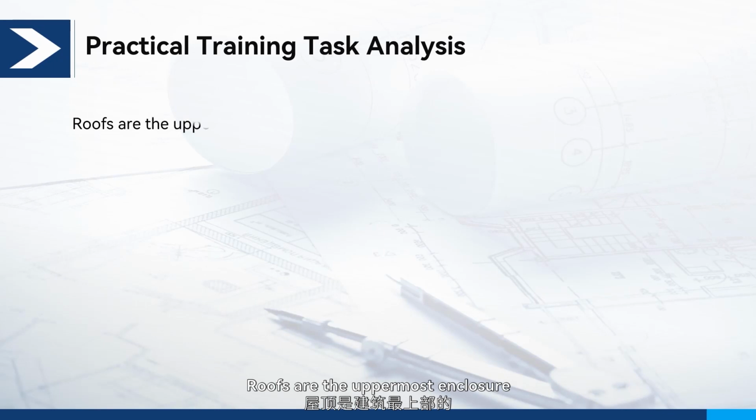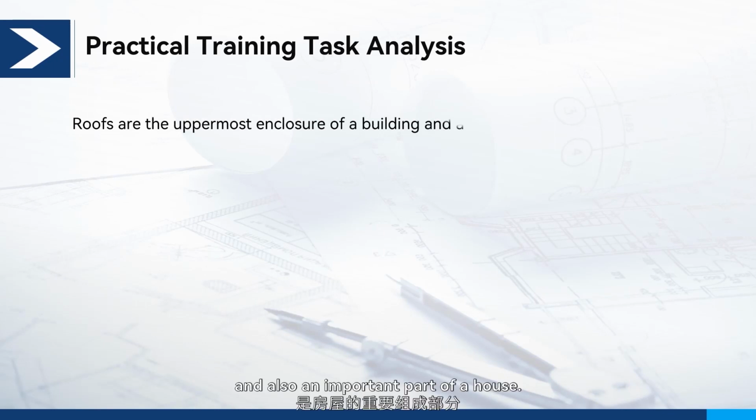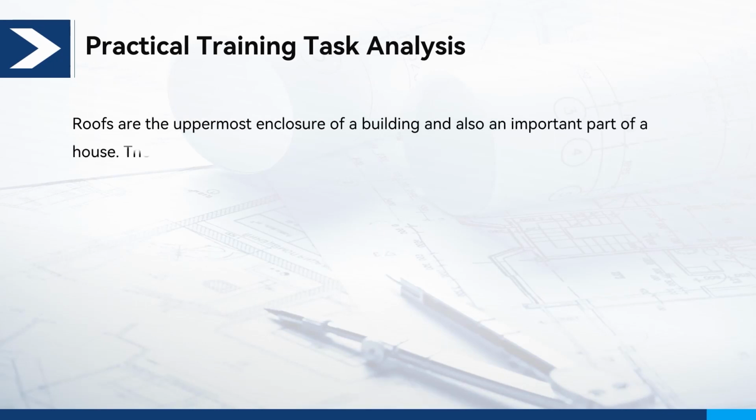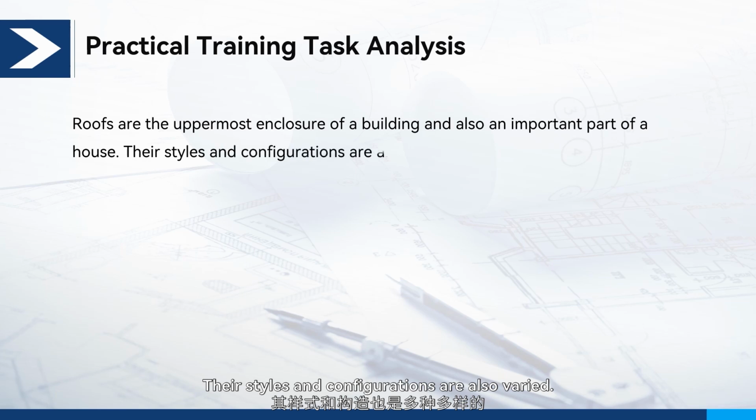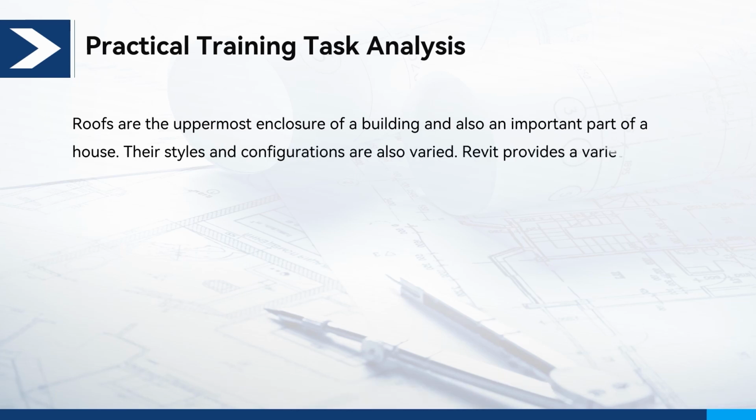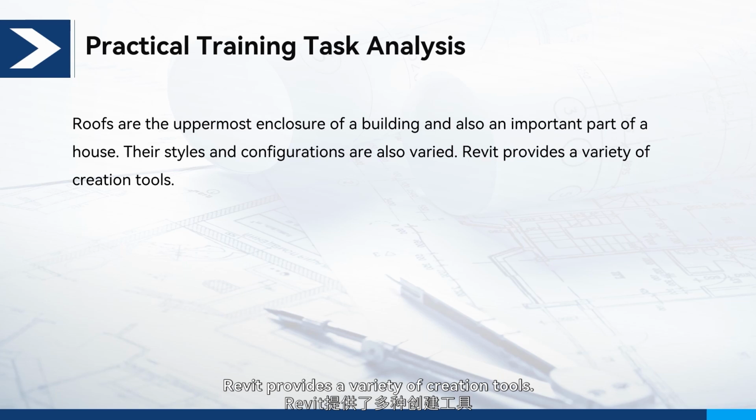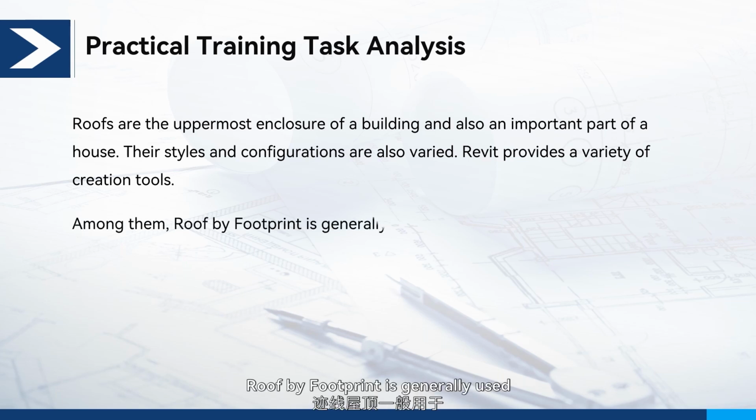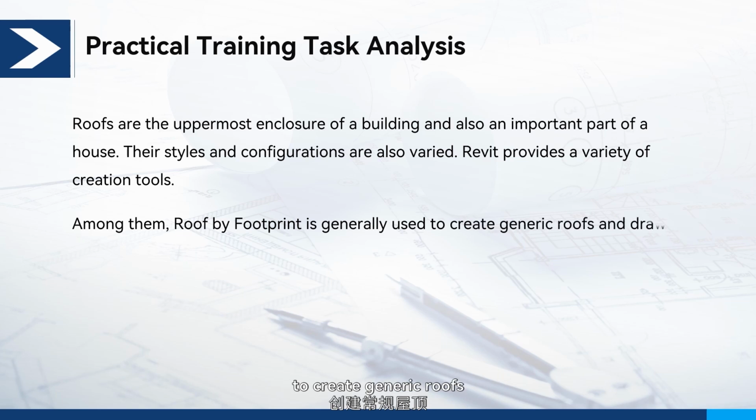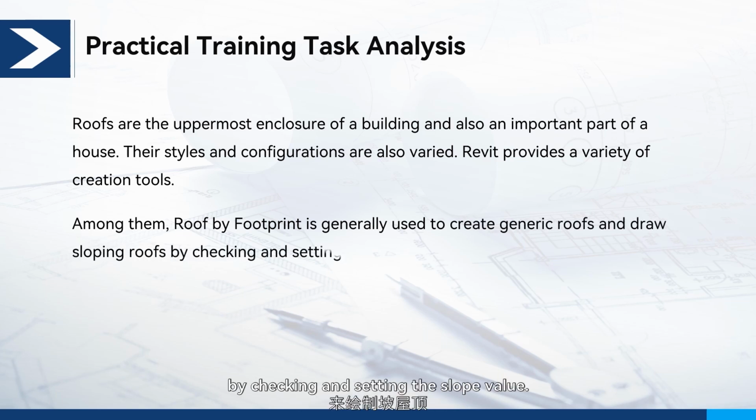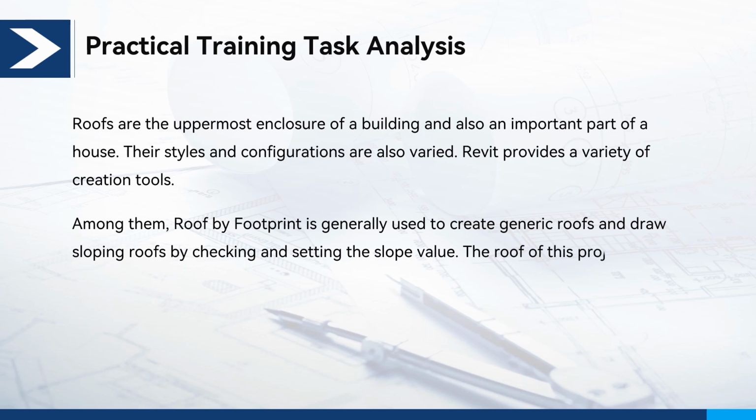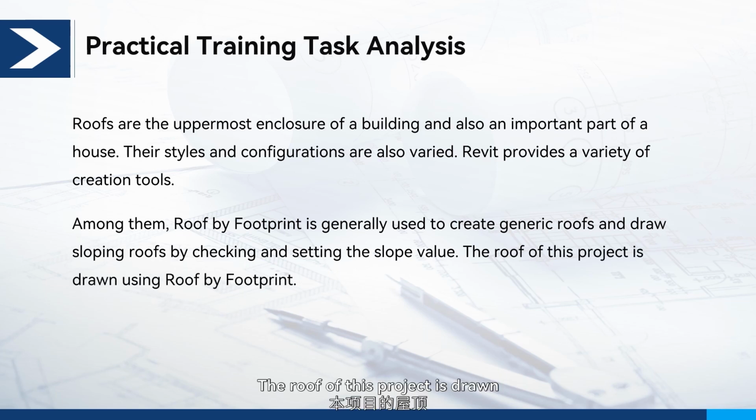Roofs are the uppermost enclosure of a building and also an important part of a house. Their styles and configurations are also varied. Revit provides a variety of creation tools. Among them, Roof by Footprint is generally used to create generic roofs and draw sloping roofs by checking and setting the slope value. The roof of this project is drawn using Roof by Footprint.